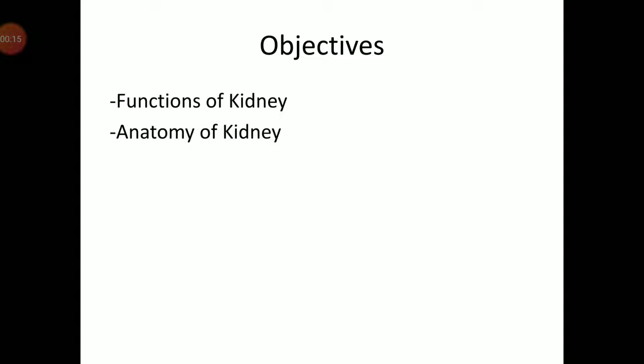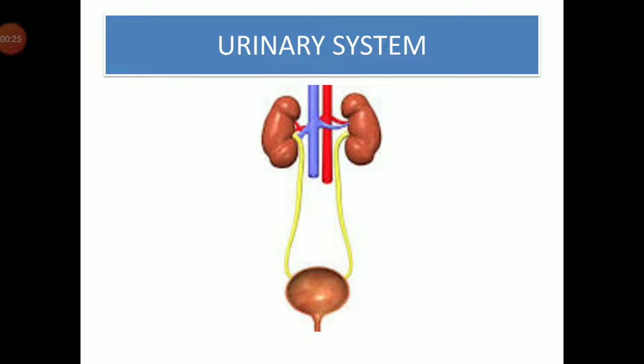The objective of this video is mainly to discuss the functions of the kidney, and I would like to give some basic introduction of the renal system also. The renal system is also called the urinary system because it is associated with the production of urine. It is also called the excretory system because it is associated with the excretion of the waste products found in the blood via the urine.